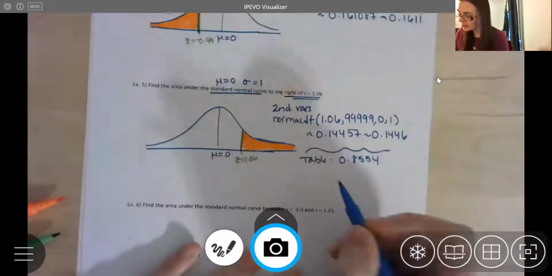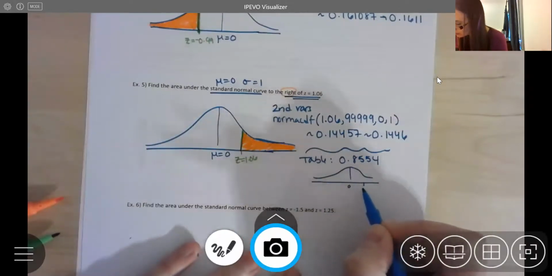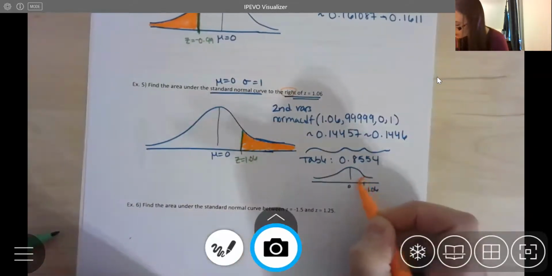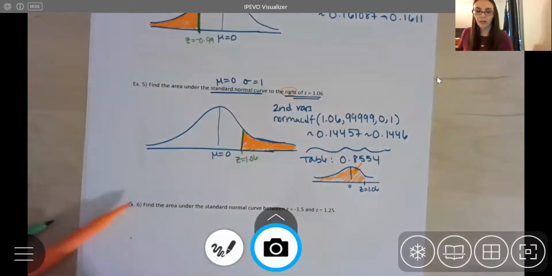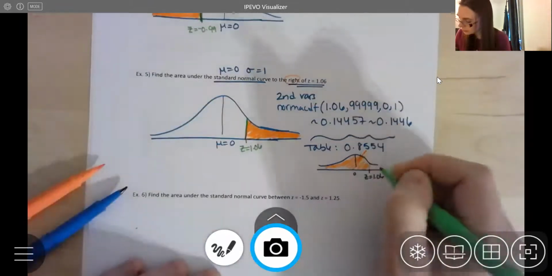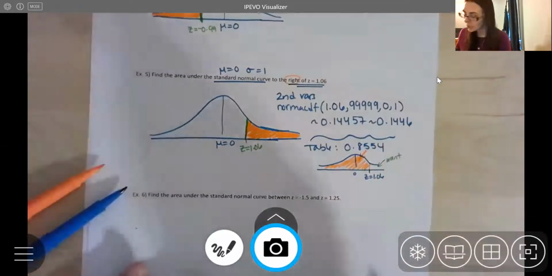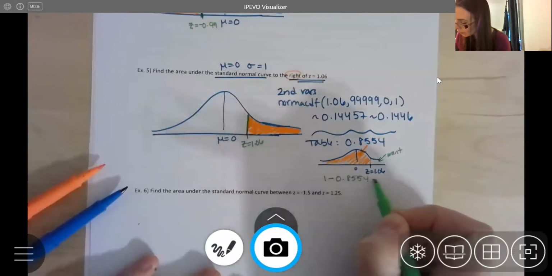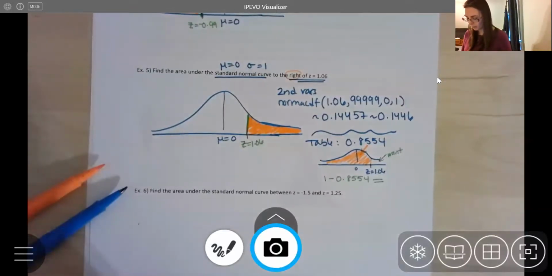So I want you to remember that in the table, right, this is what the table gives you. Here's my 0. Here's my z equals 1.06. What your table gives you is this side, okay? So your table doesn't give you the right, it always gives you the left. We want this side though. This is what I want. So what we do is we subtract with 1. So I'm going to do 1 minus 0.8554. And you can use your calculator here, or you can do it out by hand, whatever you prefer.